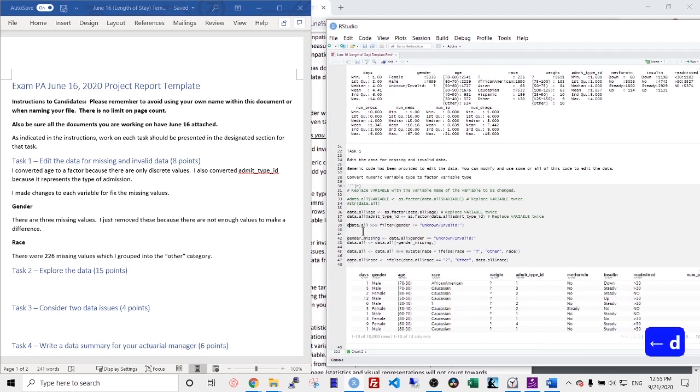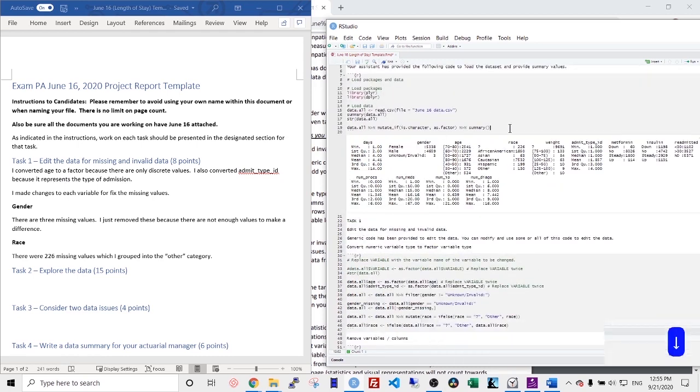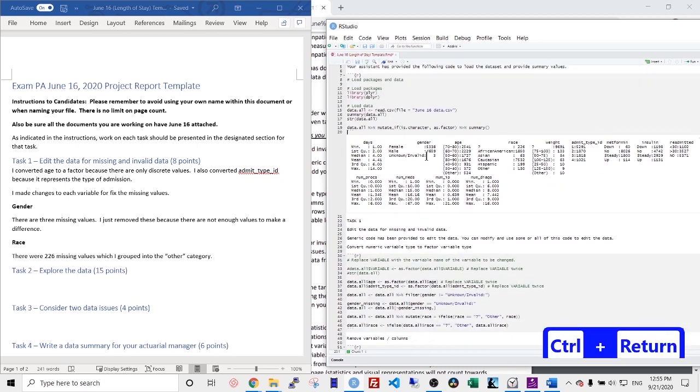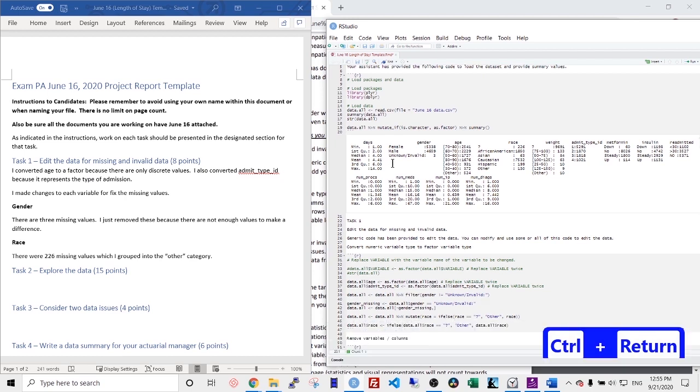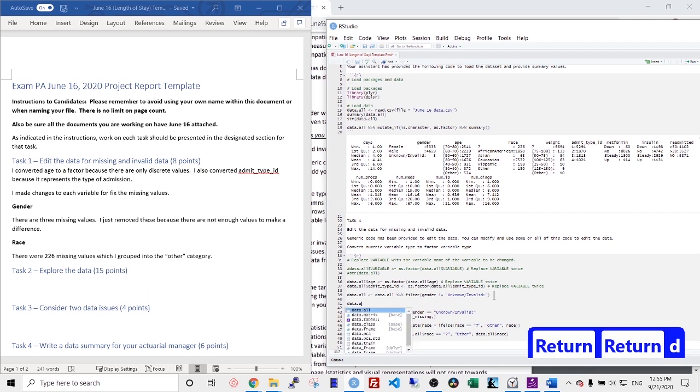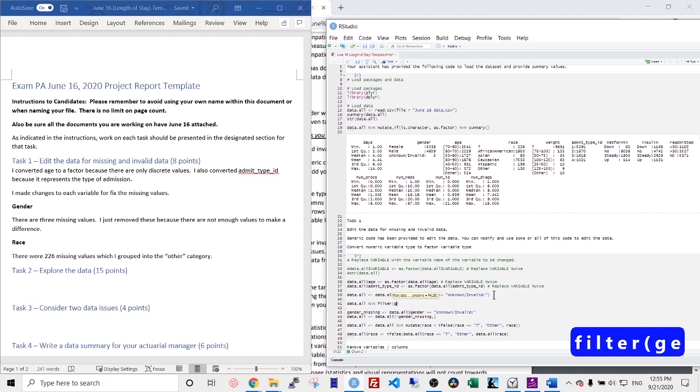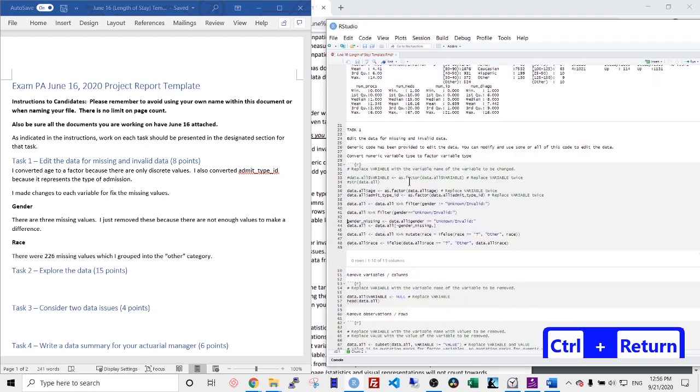So I'm going to say data.all equal to data.all and then filter. And if I do this and then look at gender, oh, I still see that I have some values here. So I probably didn't type this correctly. Let's try this again. It's still saying it's not working. Let's try the following. Let's try data.all filter gender is equal to this. 0 rows. Why is that not working?